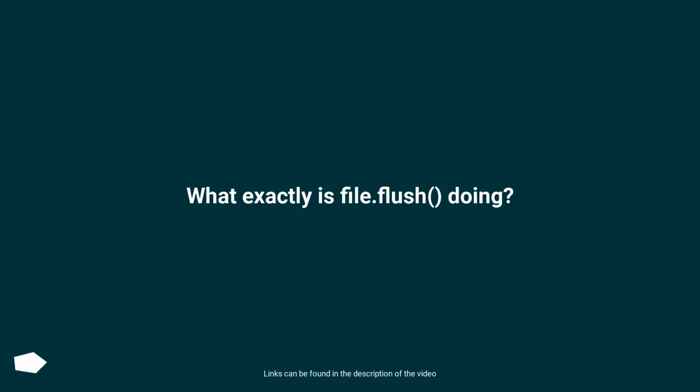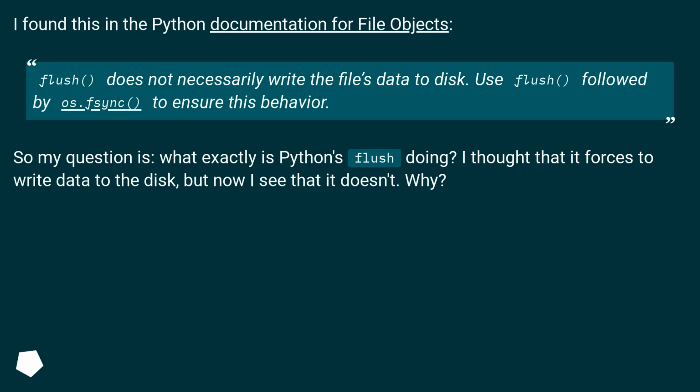What exactly is file.flush doing? I found this in the Python documentation for file objects. Flush does not necessarily write the file's data to disk. Use flush followed by os.sync to ensure this behavior. So my question is, what exactly is Python's flush doing? I thought that it forces to write data to the disk, but now I see that it doesn't. Why?